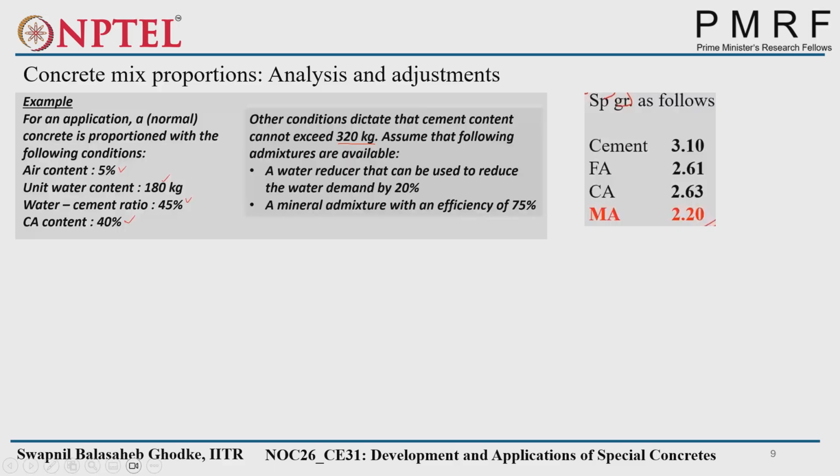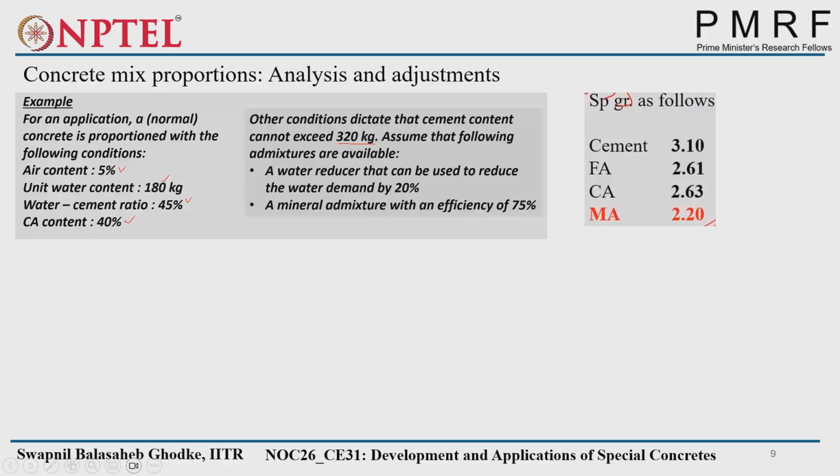Understood this one? First one, 20% how we reduce and how much we got, 320 kg. Now the second one, you can do mineral admixture with an efficiency of 75%. How will we do that? We have 400 kg cement, right? We required 320 kg. So how much will be the difference? 80 kg is extra, right? So we have to replace that 80 kg cement with some of the mineral admixture.